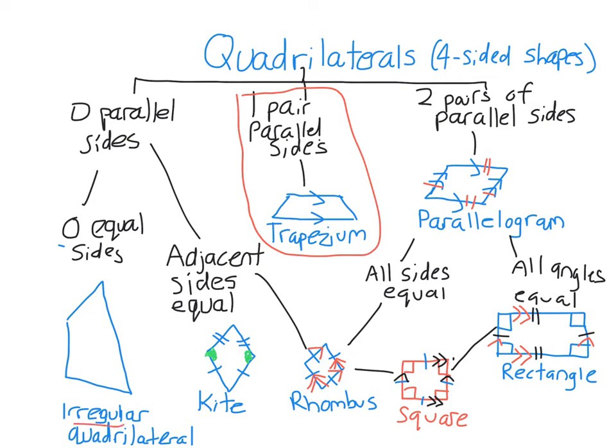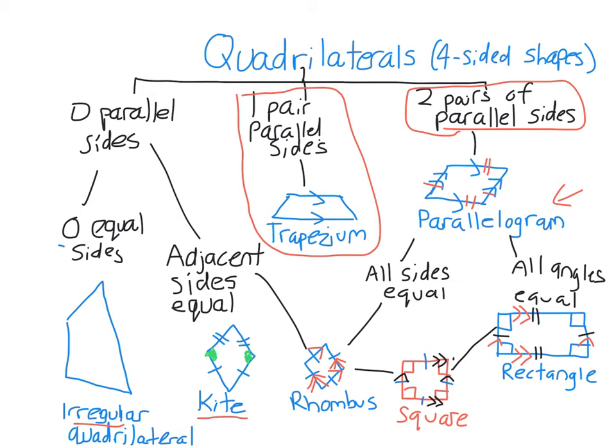But if it has no pairs of parallel sides, it could have some sides equal. If it has adjacent sides equal, it is a kite. So please note the difference. A kite has adjacent sides, so sides next to each other are equal, whereas in, say, a parallelogram, it's opposite sides that are equal. So now let's look at shapes with two pairs of parallel sides.